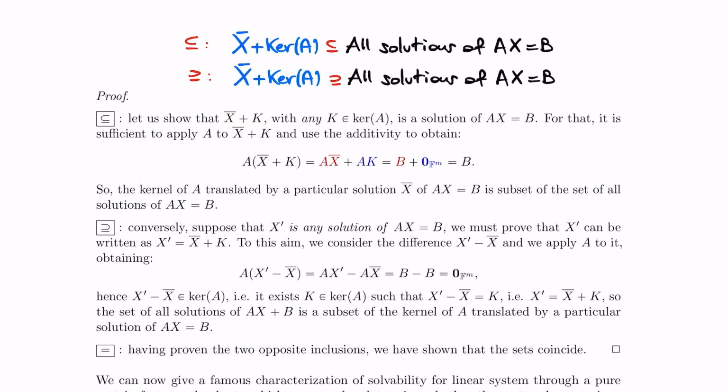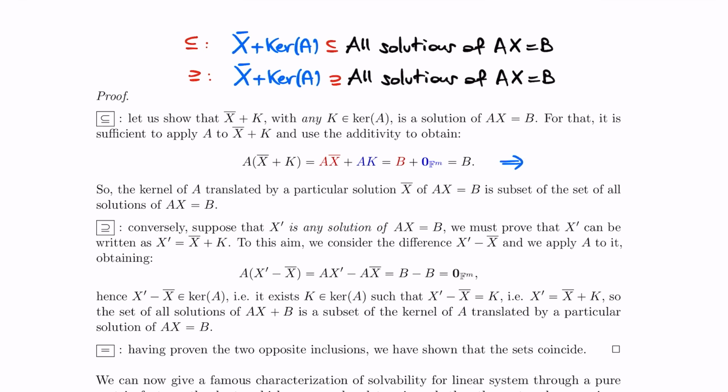We know that this is done by performing the matrix product. By the additivity of the matrix product, we obtain that this can be written as A times x bar plus A times k. But since x bar is a solution of Ax equals b, we have that A x bar is b. Moreover, k belongs to the kernel of A, so Ak is 0. So we obtain b.